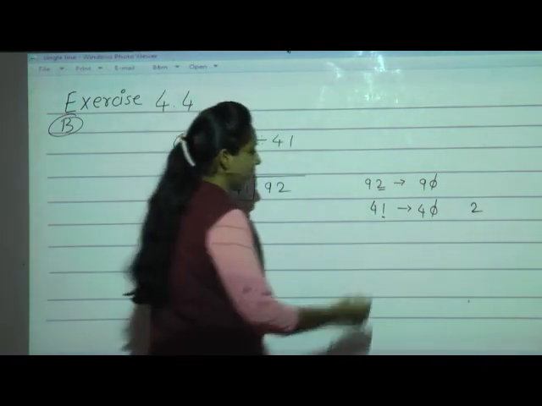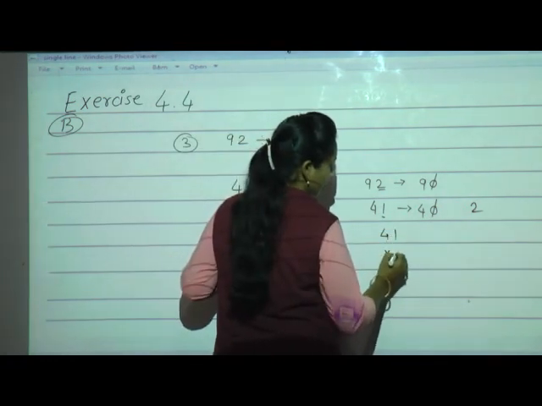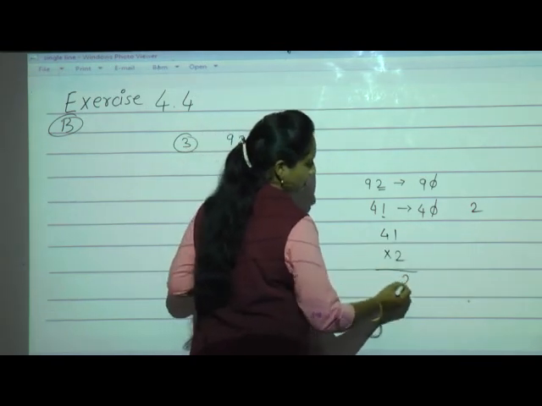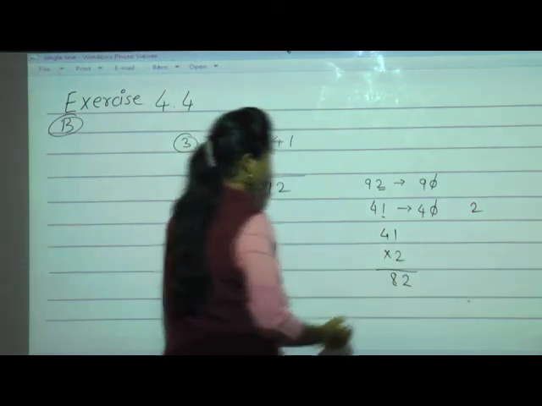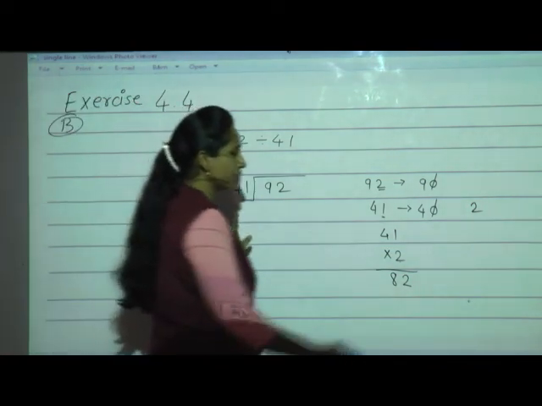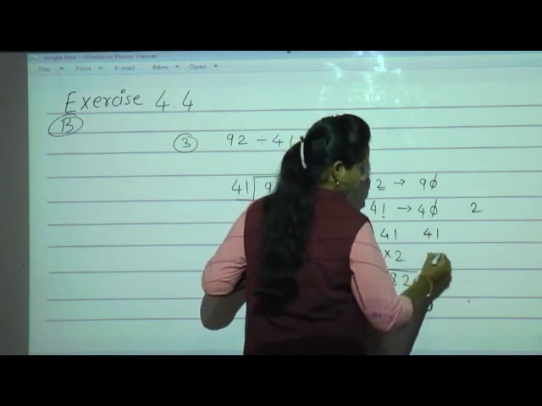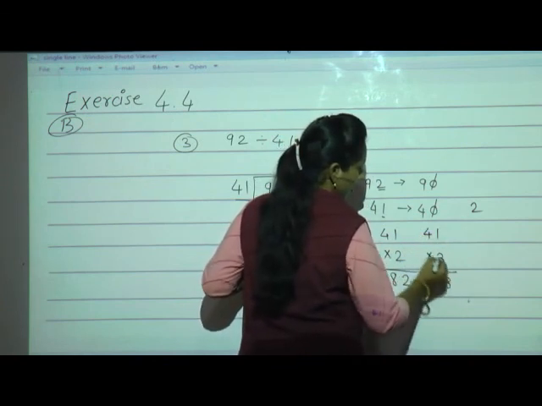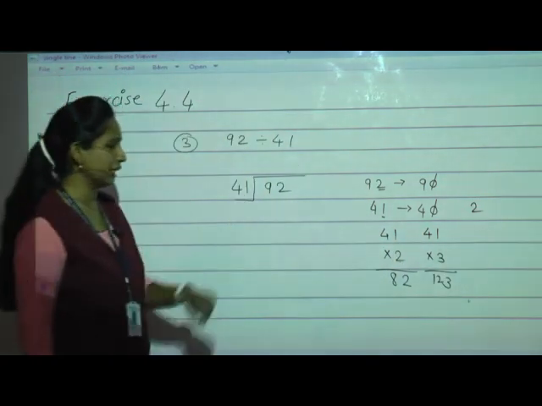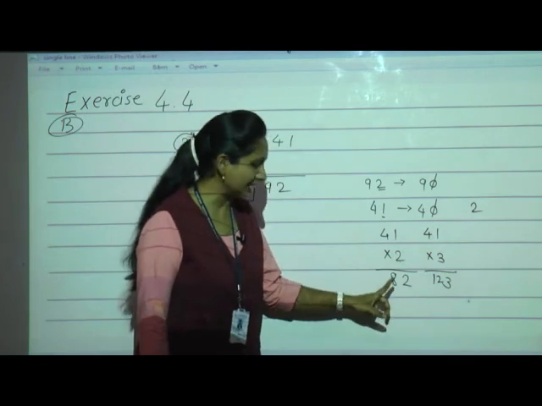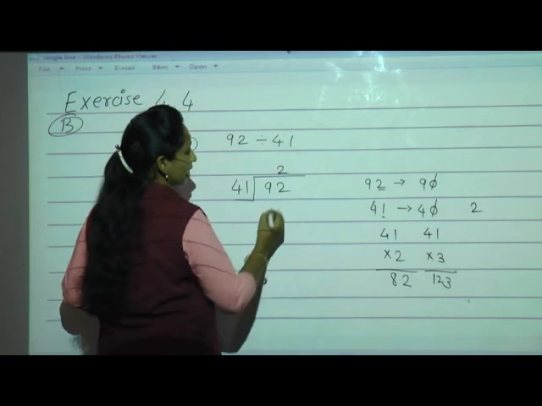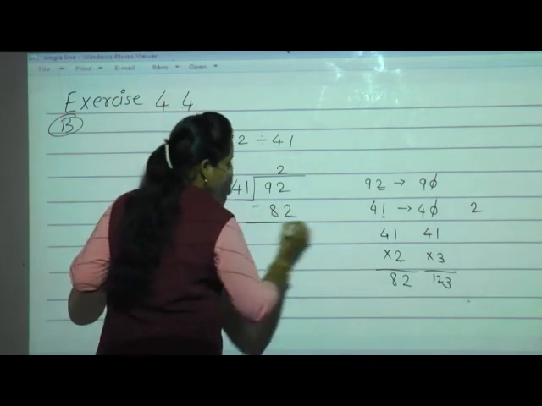So we will try with the actual number. 41 multiplied by 2. 2 ones are 2, 2 fours are 8. 82 and 92. But we will cross check with 3 also. 3 ones are 3, 3 fours are 12. See, it is 123. It is greater than 92. So which number will go from 92? 82 only. So 41, how many times? 2 times is 82.